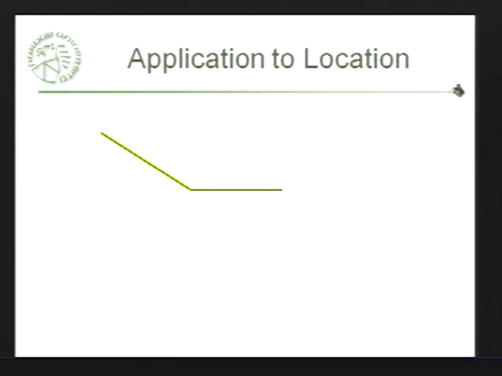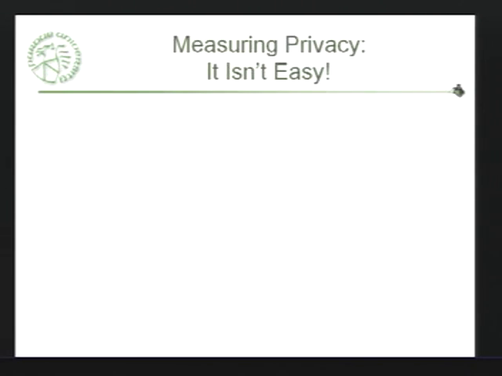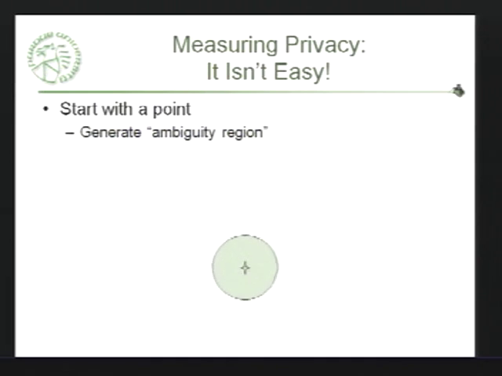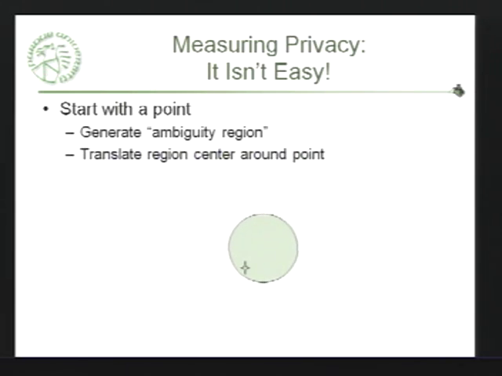Perhaps we can obfuscate the data, which makes it harder to follow. Or we can obfuscate parts of it. How do we measure the privacy of this? Well, this is an interesting proposal I saw once. What they said is, we're just going to take a point and generate an ambiguity region around the point. And then we're going to shift that region so that the point is somewhere within the ambiguity region. And they said, well, the privacy this provides is pi r squared, the area of the ambiguity region. Is that correct?